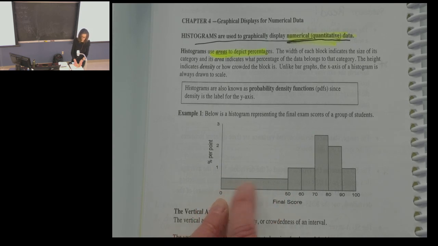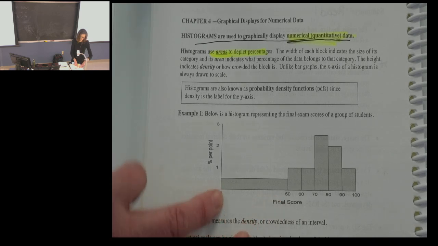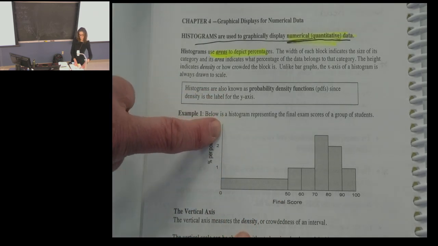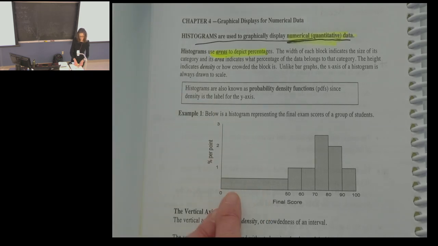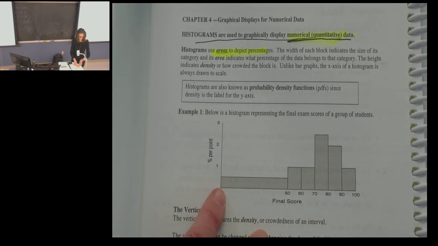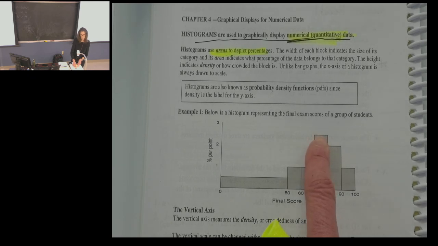So the area of the block represents the percentage of the data that lies within this interval. And this axis right here is the density, which describes how crowded each interval is. This data is spread out, so it has a low density compared to this one. This one has the highest density, the most crowded interval here.